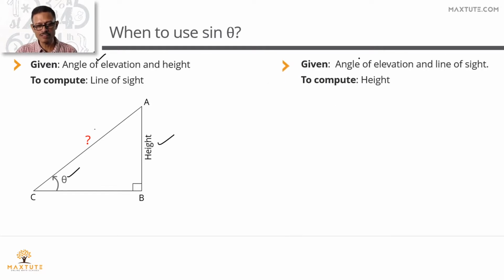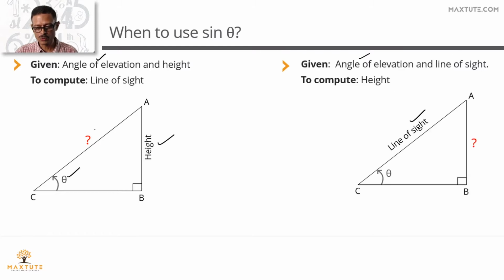Conversely, you know the angle of elevation and you know the line of sight. What you're trying to compute is the vertical distance, which is the height. You know this, you're trying to find this out. In these two instances, we'll be using sine theta.